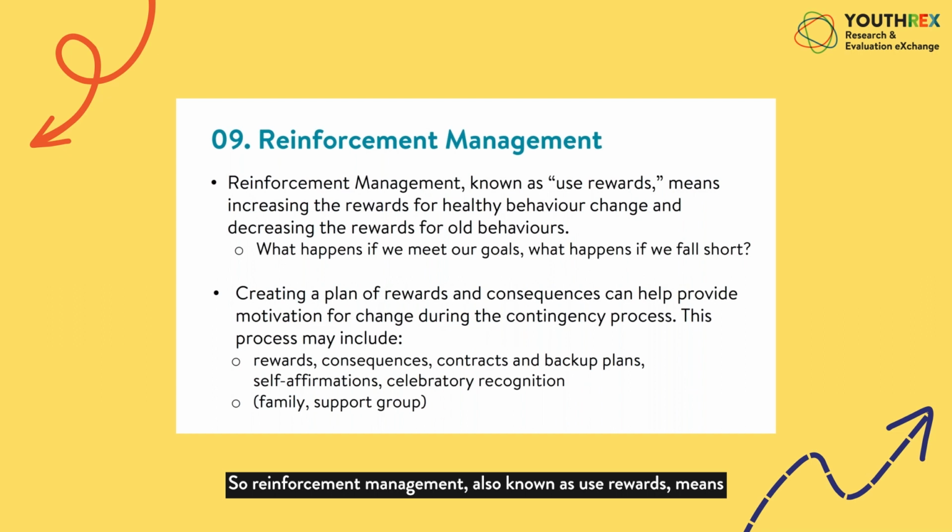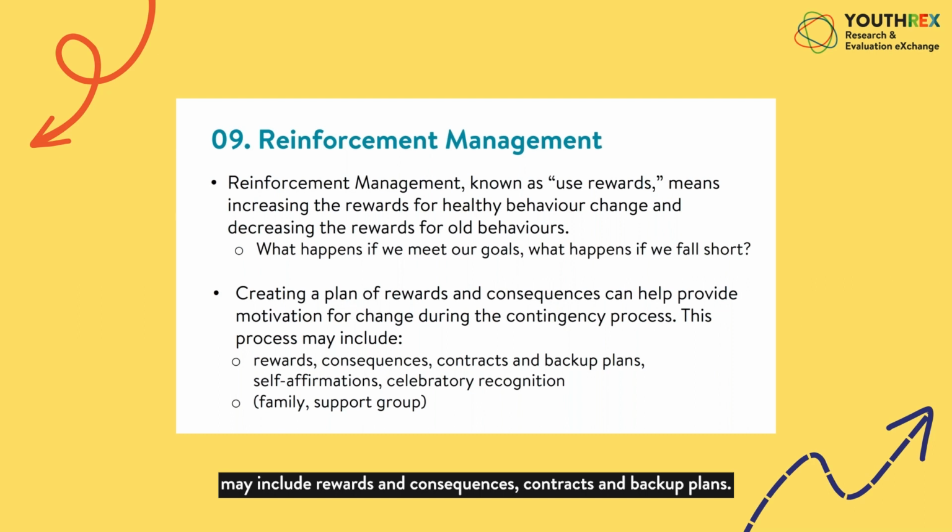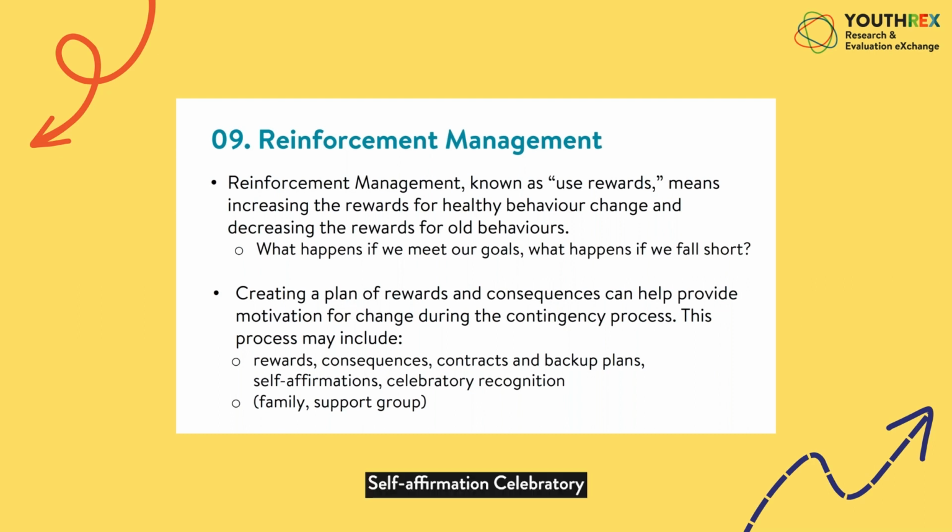Next slide, please. So reinforcement management, also known as use rewards, means increasing the rewards for the healthy behavior change and decreasing the rewards for old behaviors. So creating a plan of rewards and consequences can help provide motivation for changing during that contingency process. This process may include rewards and consequences, contracts and backup plans, self-affirmation, celebratory recognition from family and support, and asking questions like, what happens if you meet your goals? What happens if you fall short? And really giving youth something to work for, and acknowledging and building on those successes, and celebrating those successes and those progresses.